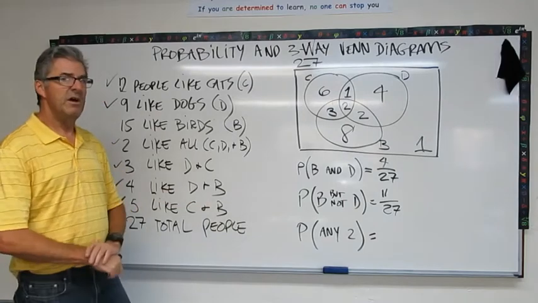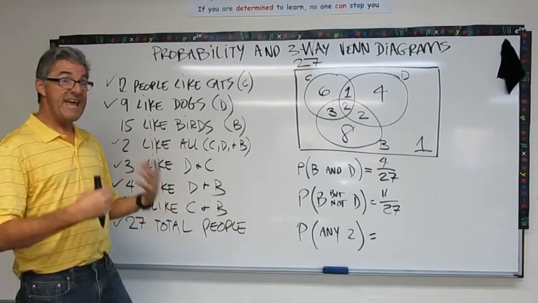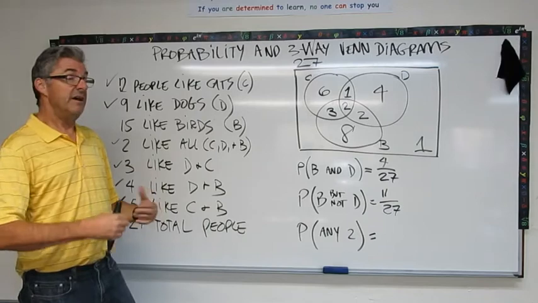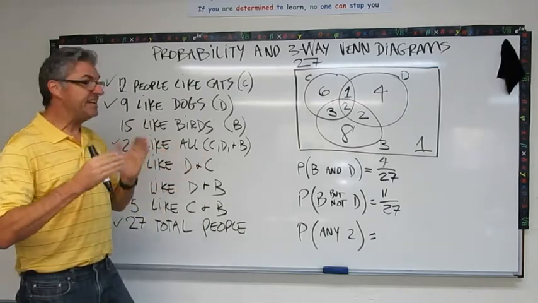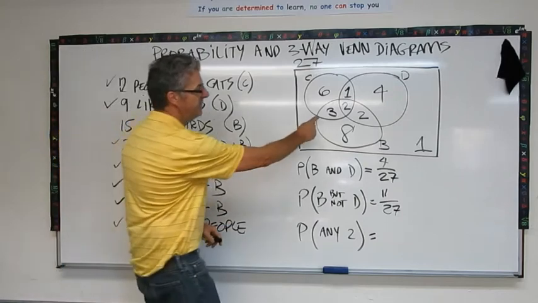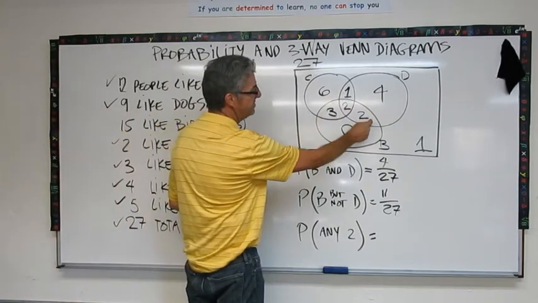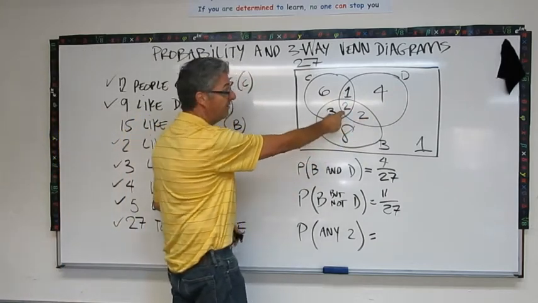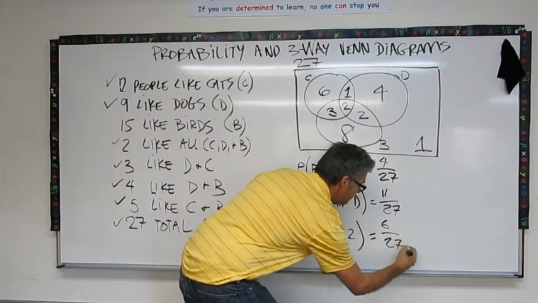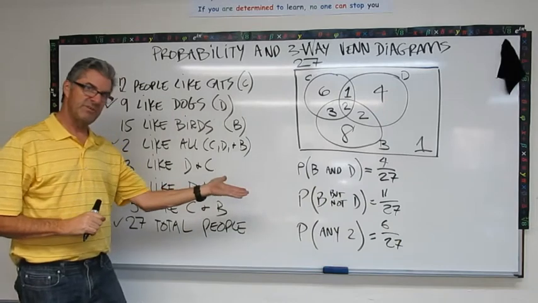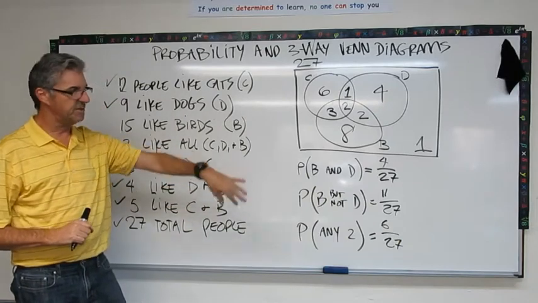The last one, what's the probability that somebody likes any 2? Okay, not 3 animals, not 1 animal, and not no animals, but any 2. So that would be this 3, that 1, and that 2. Because you can't use that one, that likes all 3. So that's 6 out of 27. Now I'll leave you to put the calculator on those 3 fractions and turn them into probabilities.